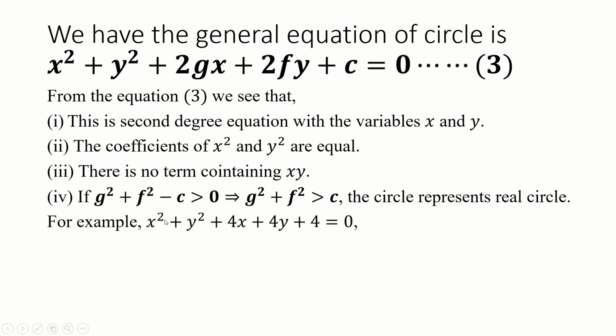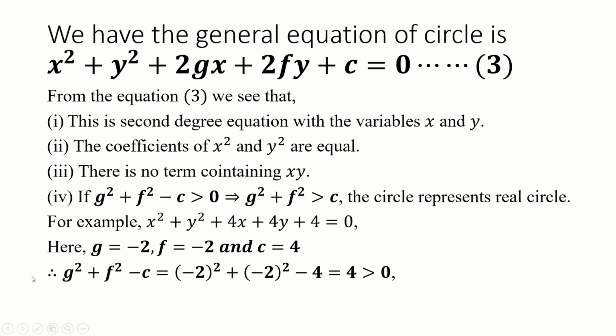As for example, x² + y² + 4x + 4y + 4 = 0 is the equation of a circle. Here g is equal to 2, f is equal to 2, and c is equal to 4. Therefore, g² + f² − c is equal to 4, which is greater than 0. So the given circle, that means x² + y² + 4x + 4y + 4 = 0, represents a real circle. This is important for viva.